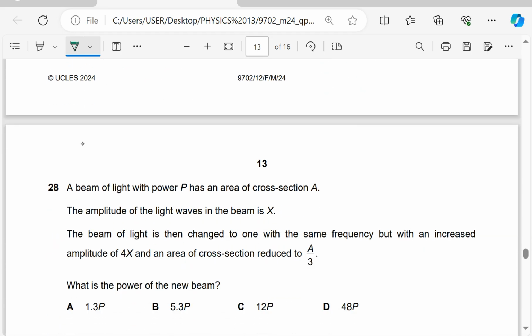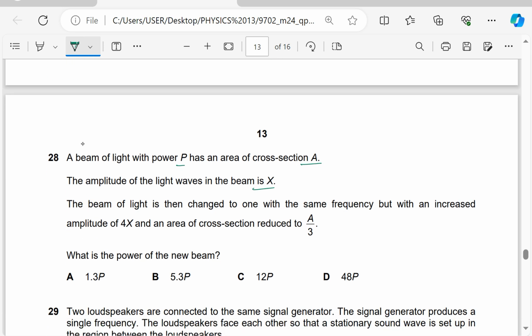A beam of light with a power P has an area A. The amplitude of light waves in the beam is x. The beam of light is then changed to one with the same frequency, so I'll use the same constant, but with an increased amplitude of 4x. What is the power of the new beam?